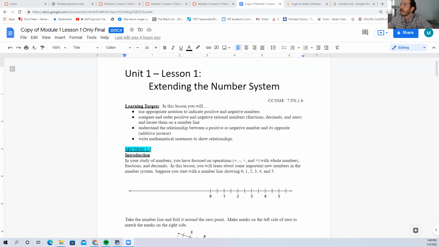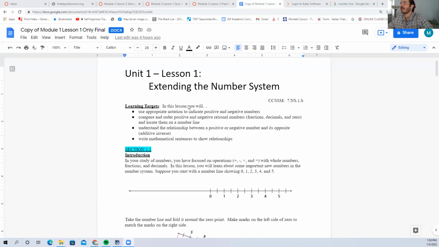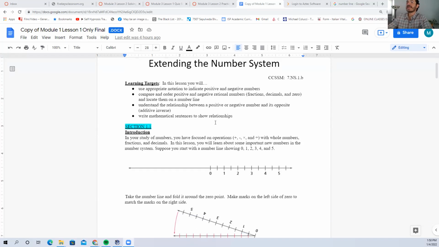Unit 1, lesson 1. I can't tell if we're looking at the right screen or not. Sorry. Screen 2. Boom. Oh, I guess we are. All right, unit 1, lesson 1, extending the number line.